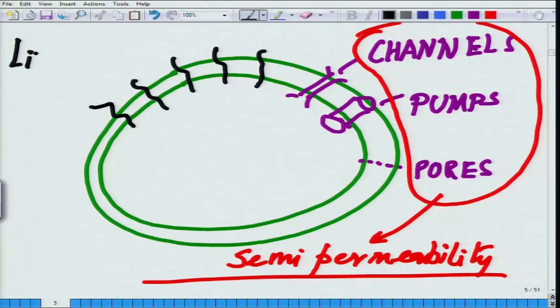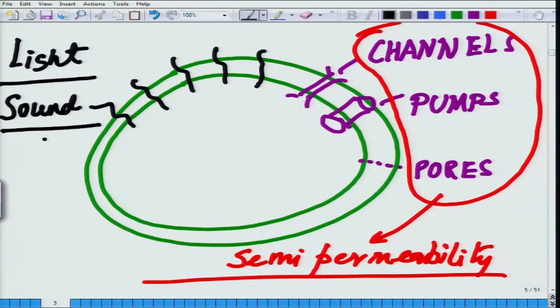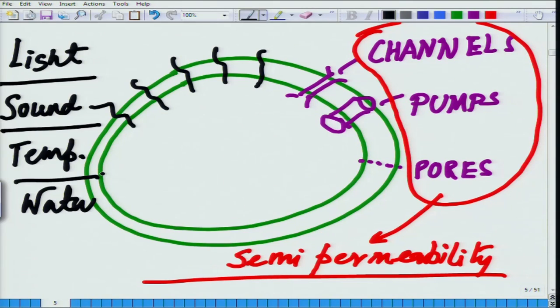These could sense light. These could sense sound, vibration, and we will come to that. This can sense temperature, and this could sense water and several other things. These features help a cell to respond to the external stimuli. These are all outside, external stimuli. So, this is another feature of the cell.